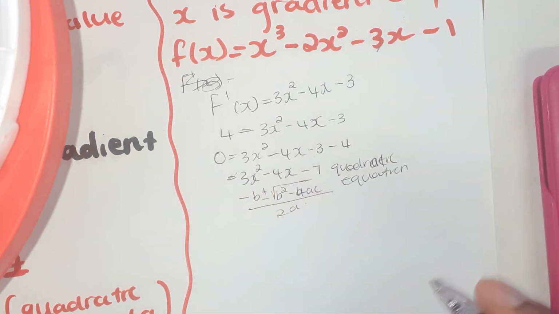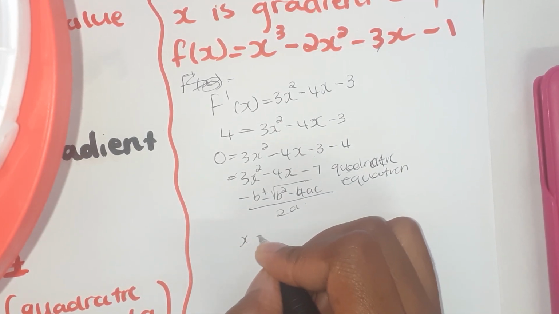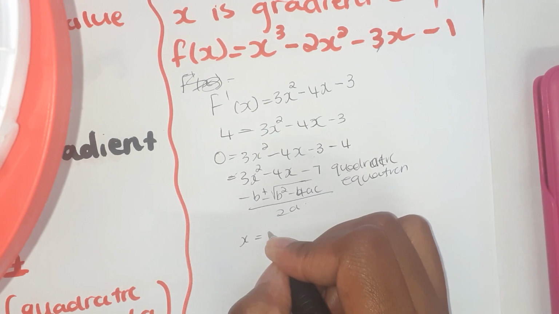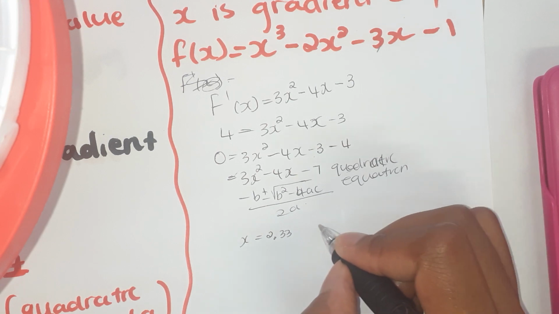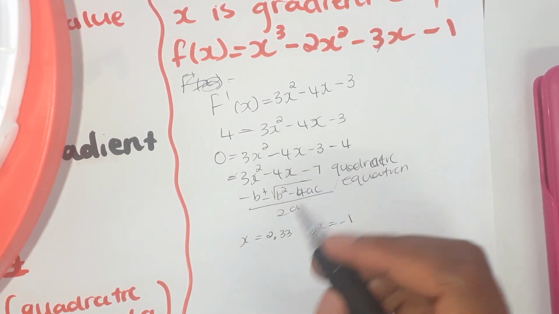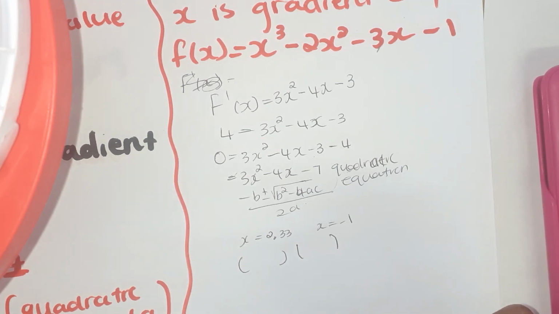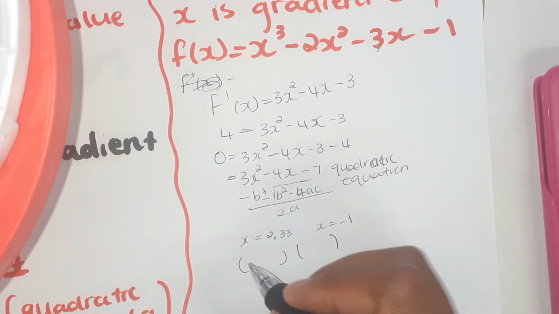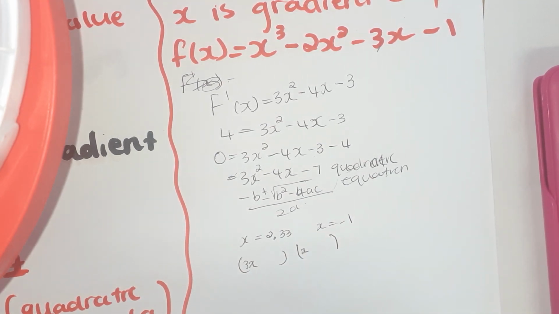You just take them into this equation including their signs. This is negative, this is also negative. So x is equal to 7/3, or x equals negative 1. But if you decide to factorize and not use the quadratic formula, then here it will be 3x and this will be x, right?